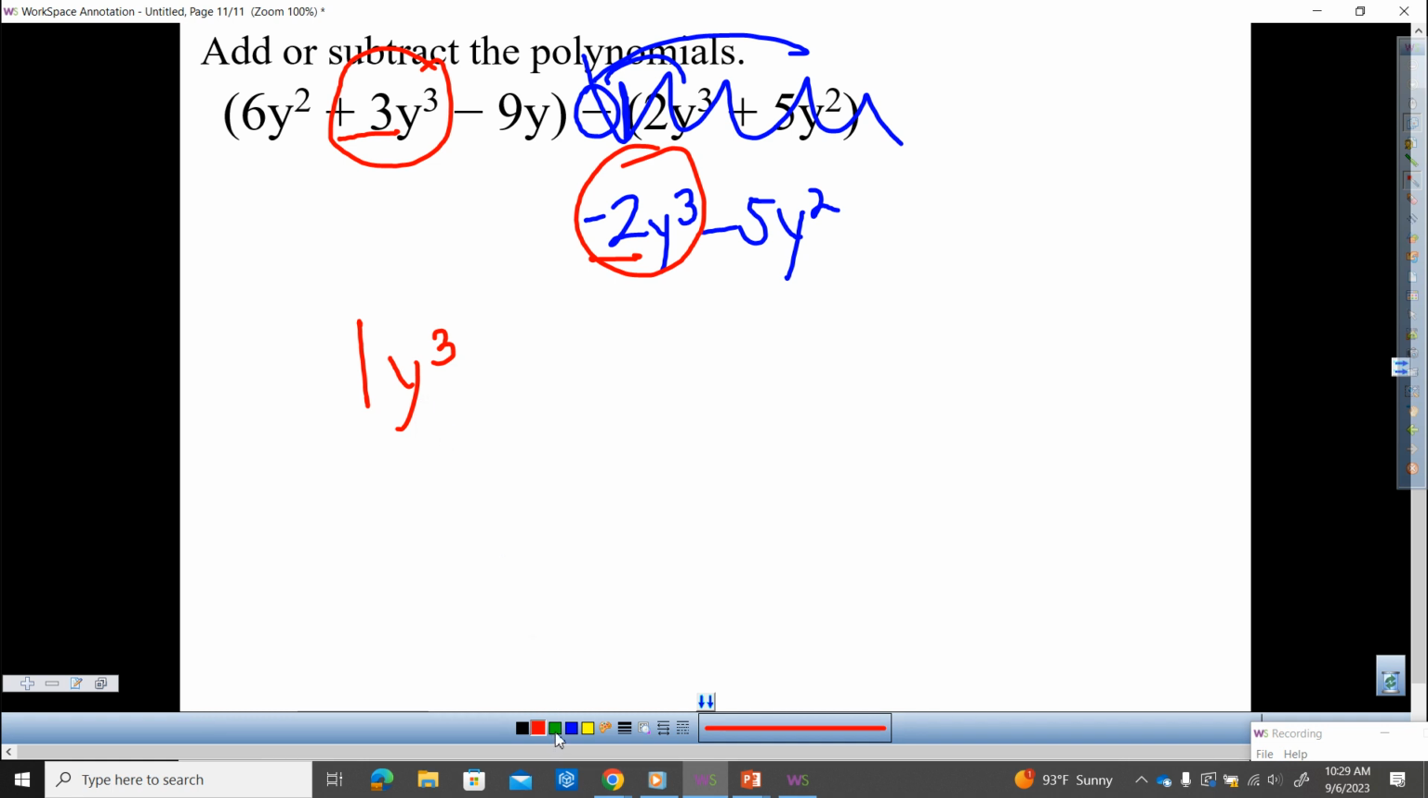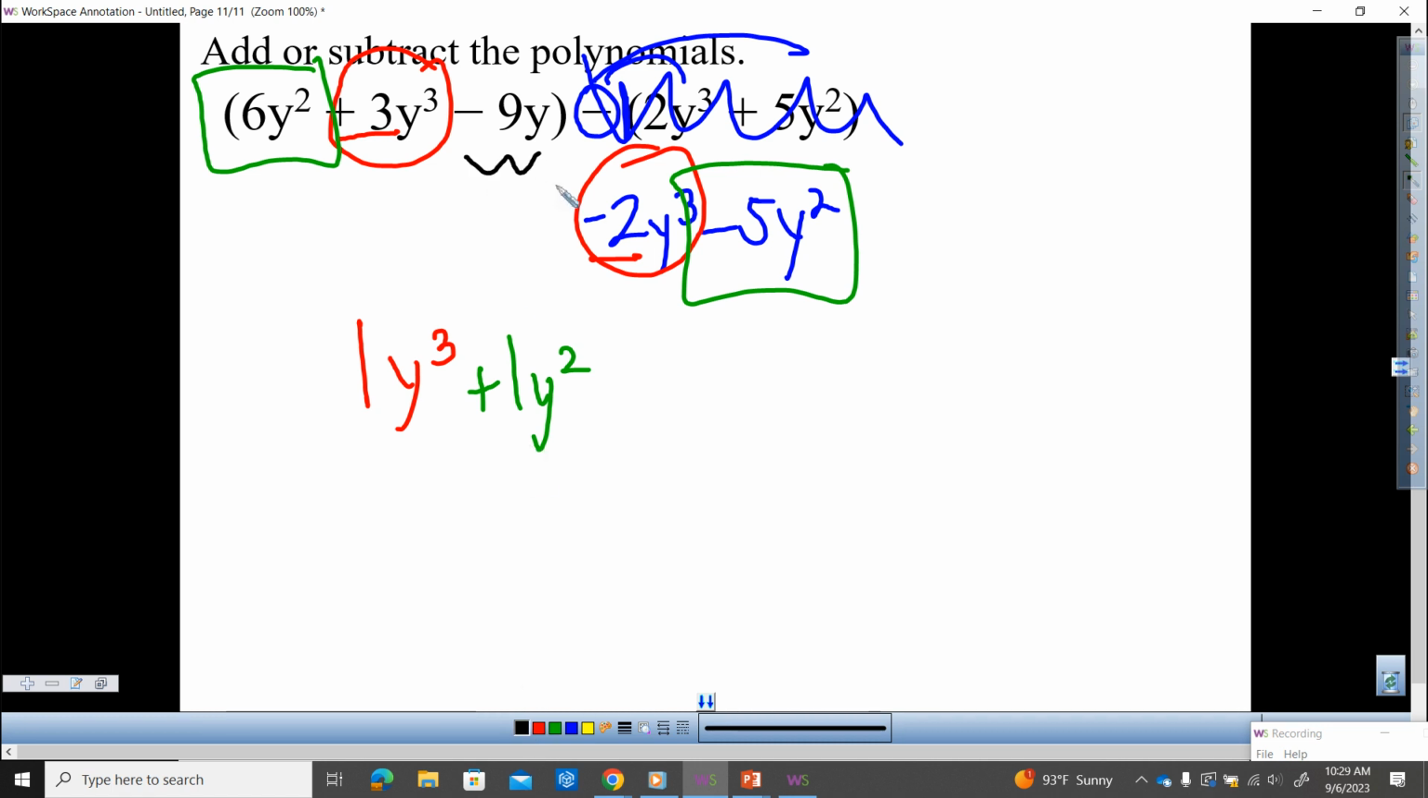All right. Pass someone? Bailey, next, what do we do? 6y squared and negative 5y squared, and that gives us 1y squared. All right, so far so good. And last but not least, Mr. Q, bring this one down, negative 9y.